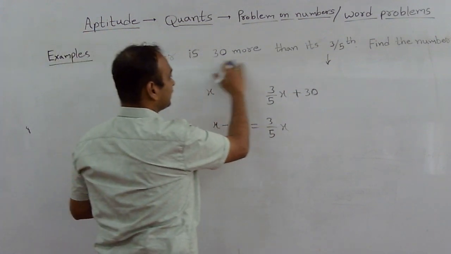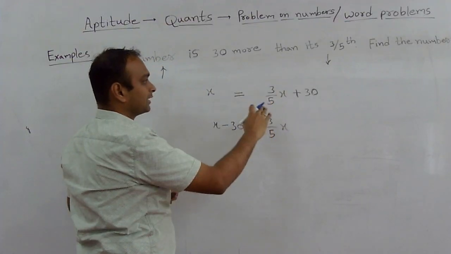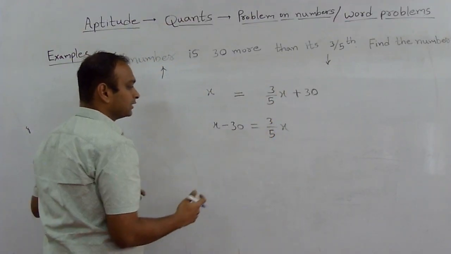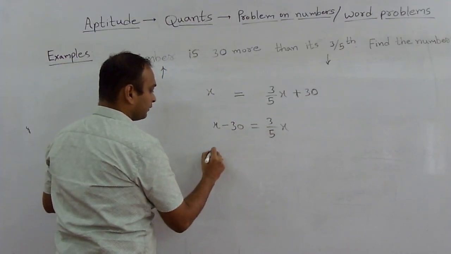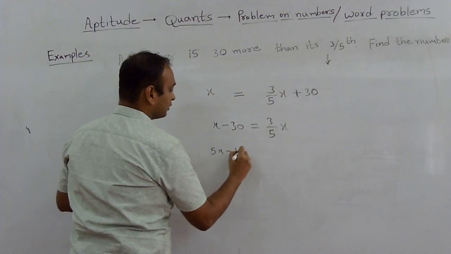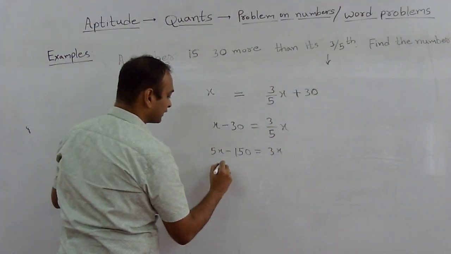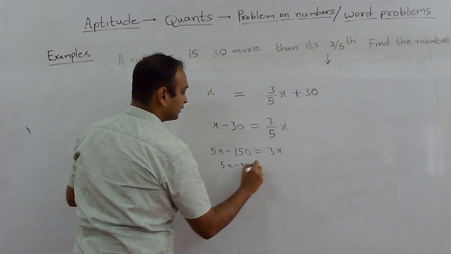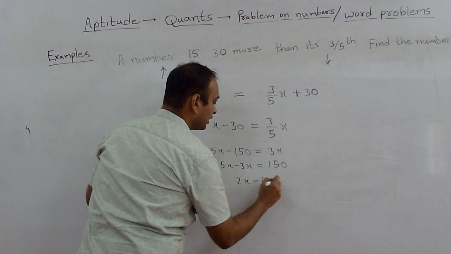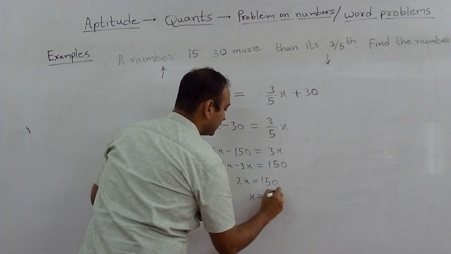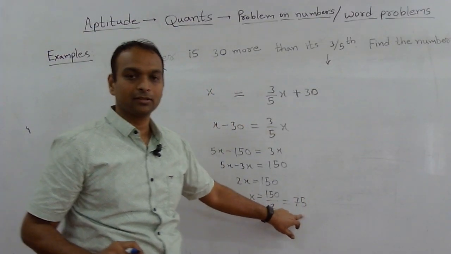So the number is 30 more than its 3/5. So the number is 30 more than 3/5 of that same number. What is the number? So how can we solve this? We can multiply this by 5 all over. So it will be 5x minus 5 threes are 15, 150 is equal to 3x. So we can bring this 3x on this side. So it will be 5x minus 3x is equal to 150. 5x minus 3x is 2x is equal to 150, and hence x will be 150 by 2, which is 75. So the final answer is 75.